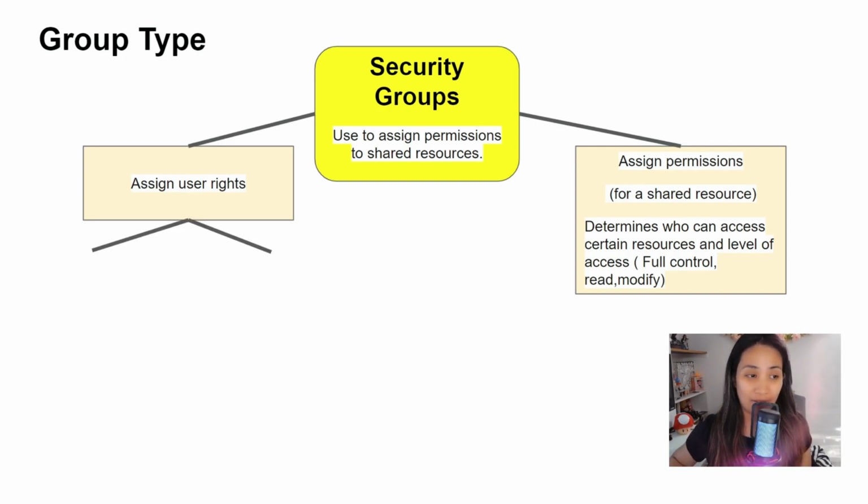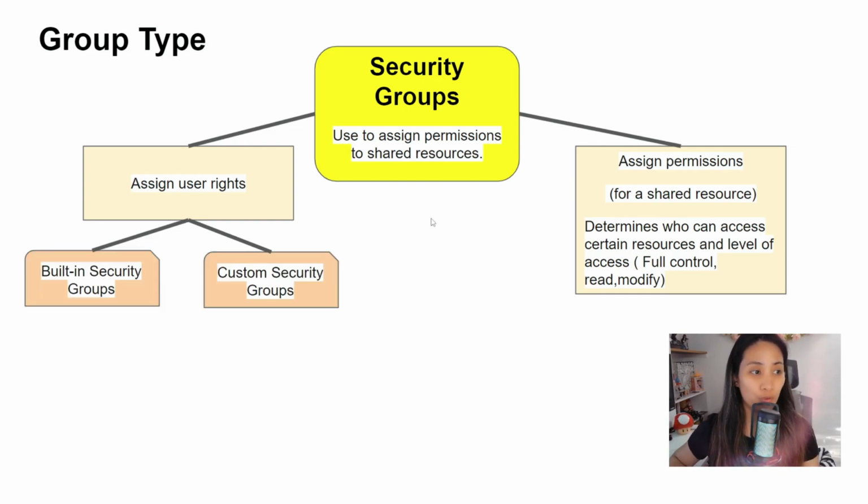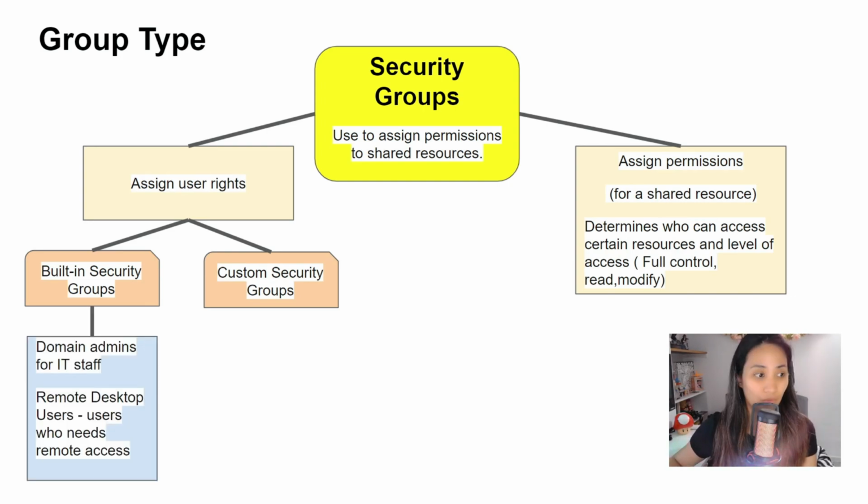To explain it better, I have examples in here on the user rights. So user rights also has 2 kinds. It has built-in security groups or custom security groups. So built-in security groups are the ones that are default, that are already included in Active Directory, that you don't have to create because they are already there. For example, domain admins. Domain admins is basically giving full control or full access to a user, like being able to manage, edit, modify, delete anything from the domain. So domain admins is a built-in security group and you don't have to create it because it's already there.